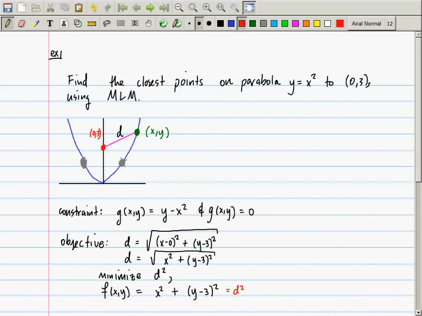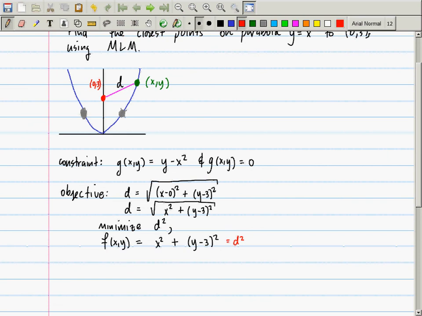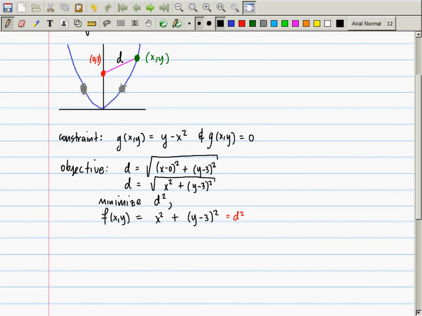Okay, so any question about how we arrived at this position? So now we have a constraint. The constraint is that it must be on the parabola. And now we have an objective function, which we're saying is going to be the distance squared. We can see that we want to minimize it. Okay, so any questions about how we got to this position? So now, we will find the critical points of the Lagrange system.